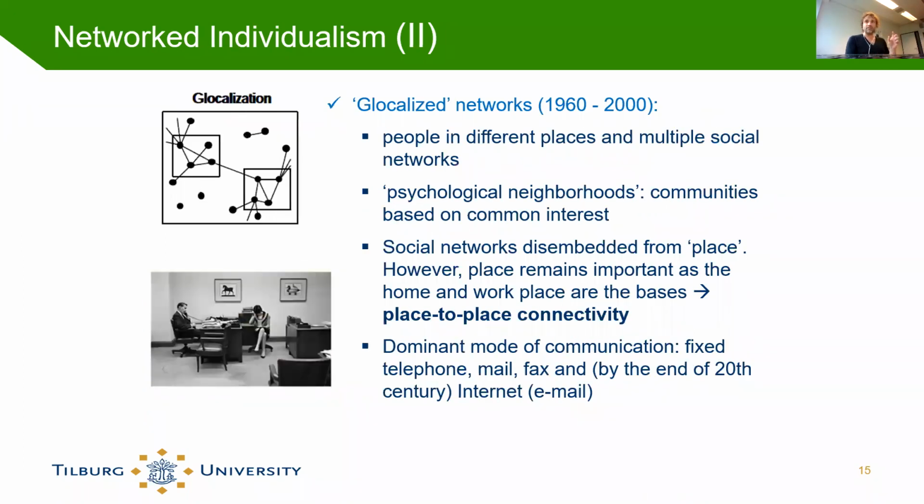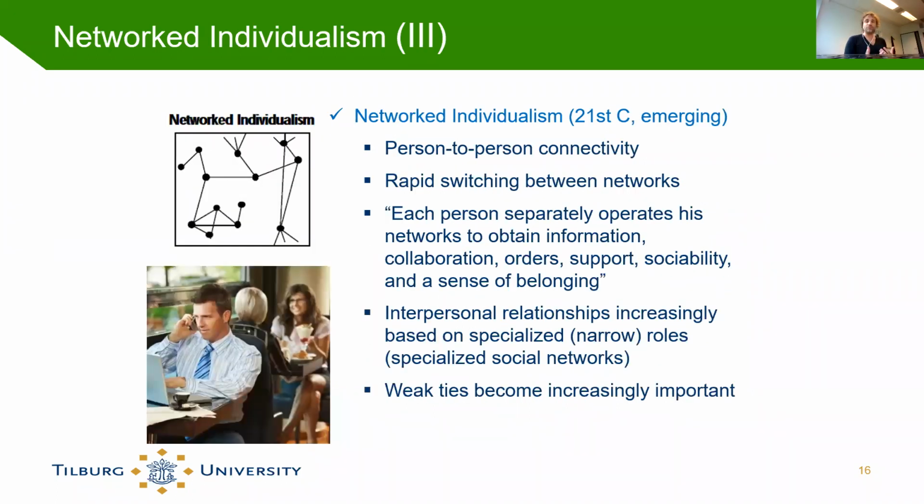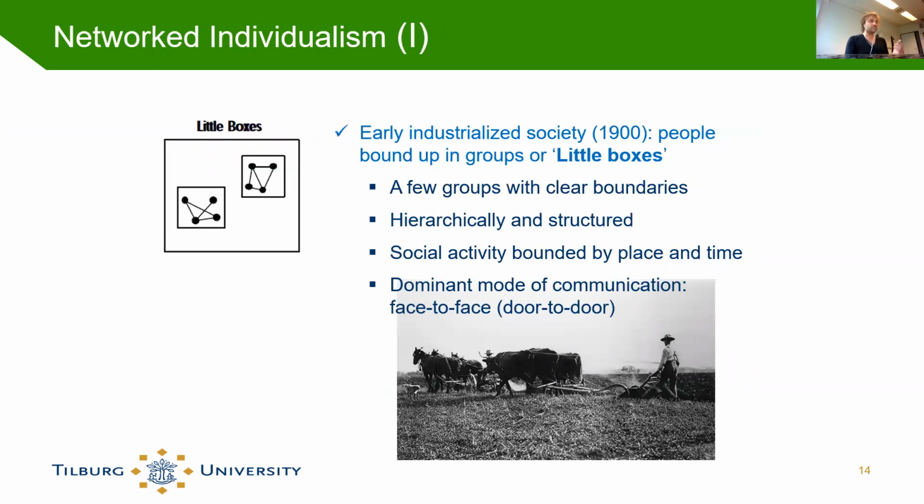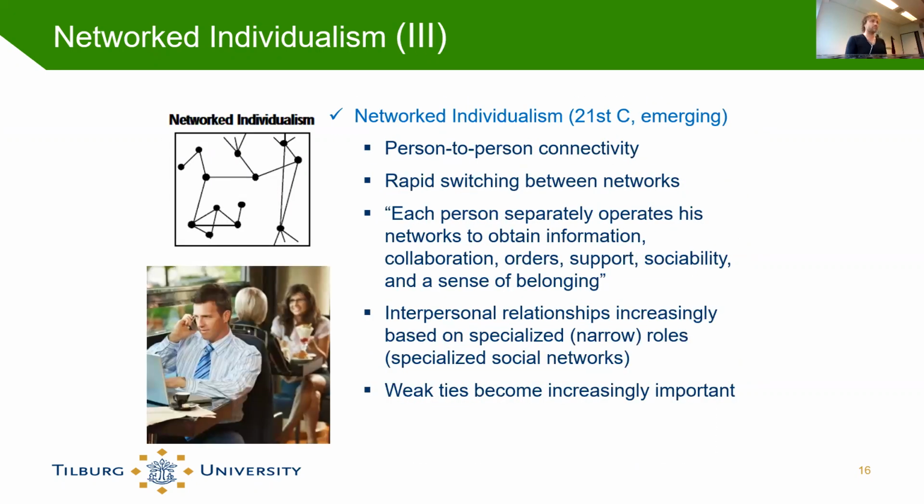So here you see still those little boxes with tight-knit connected communities. And here is just individuals in a network. And that's why he calls the second stage globalized, because it's right in the middle of this and this. So he predicts that from the 21st century onwards, we will organize ourselves more and more as individuals in a network. So our connectivity is not across those little boxes, but is really more individually based.